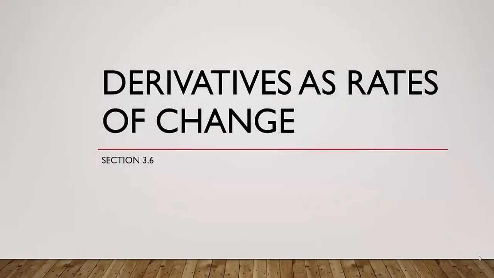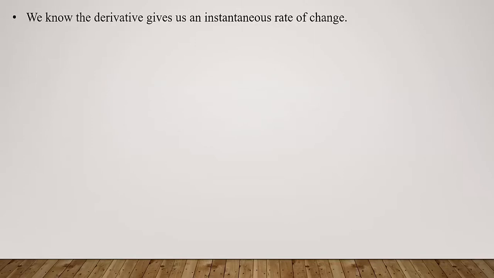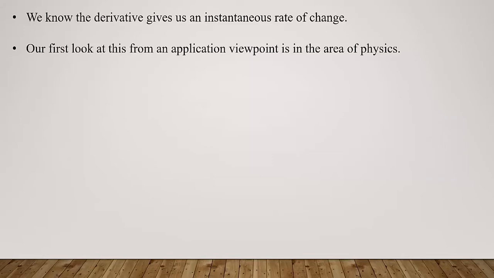All right, ever since we introduced the derivative, we stressed that the derivative gives us an instantaneous rate of change, slope of a tangent line. In section 3.6, we're going to just talk a little bit more about derivatives as rates of change. So we know the derivative gives us an instantaneous rate of change. And our first look at this from an application viewpoint is going to be in the area of physics.